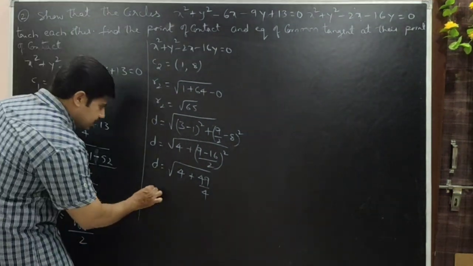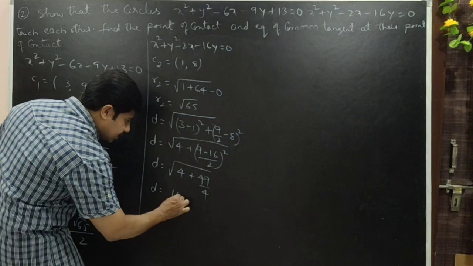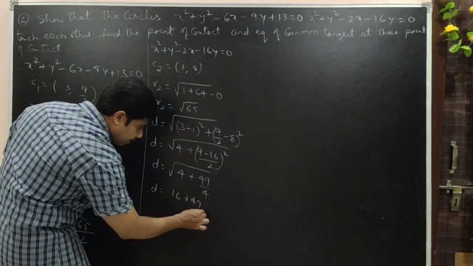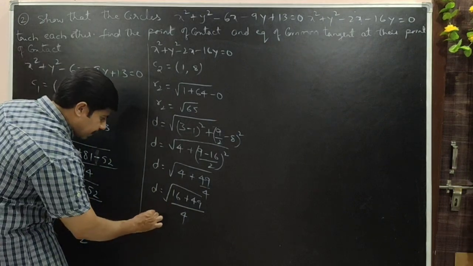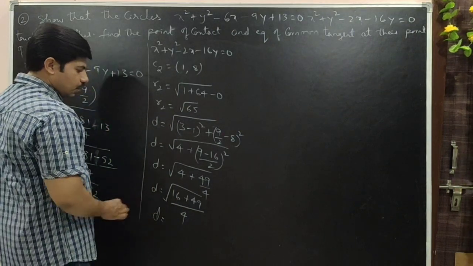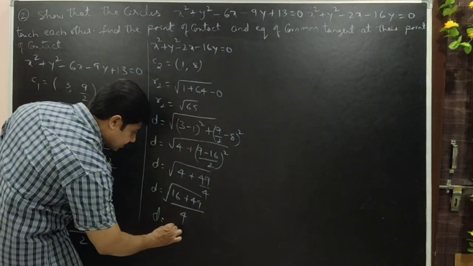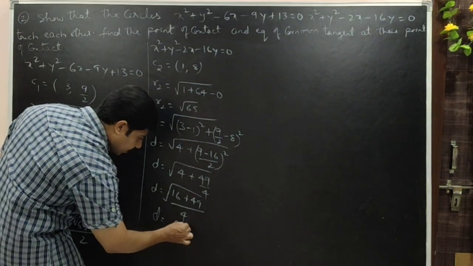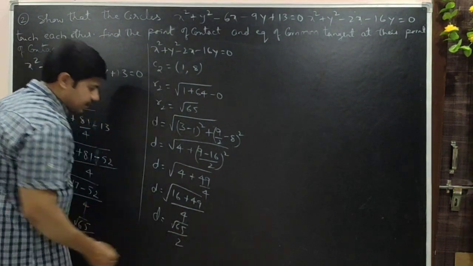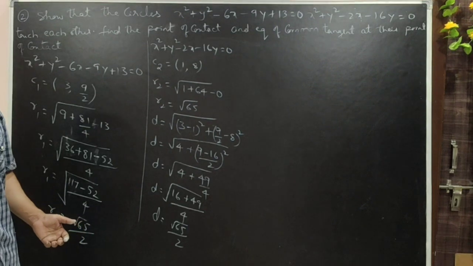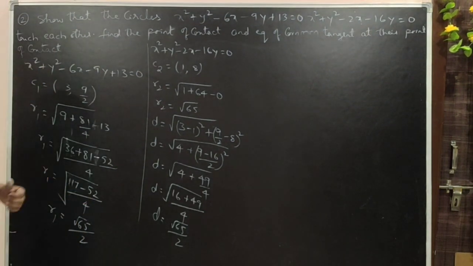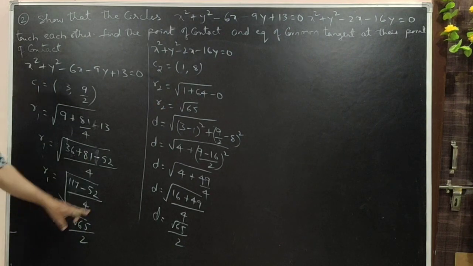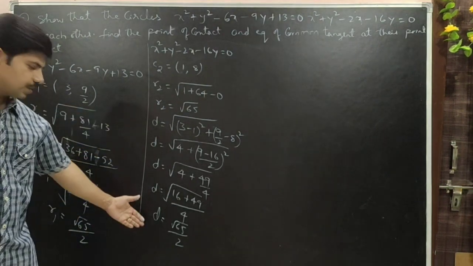Now, what is D equal to? It is 16 plus 49 by 4 under root. So, what is D value we are getting? D is equal to 49 plus 16 is root 65 by square root of 4 is 2. So, D is equal to root 65 by 2. So, we have D, we have R1 and R2. R1 is root 65 by 2, R2 is root 65 and D is root 65 by 2.